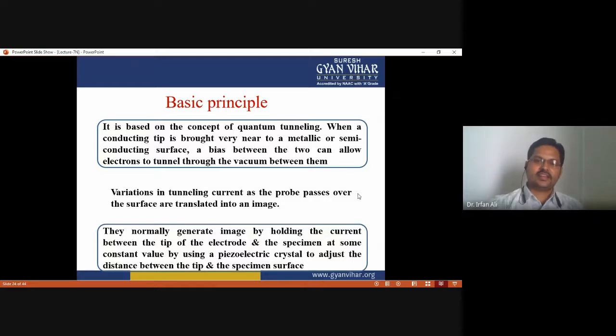Okay, and variations in the tunneling current as the probe passes over the surface are translated into the image, and the scanning tunneling microscope normally generates images by holding the current between the tip of the electrode and the specimen at some constant value, using a piezoelectric crystal to adjust the distance between the tip and the specimen surface. So that's why a technician who knows how to operate this is required for the analysis or handling of the scanning tunneling microscope.